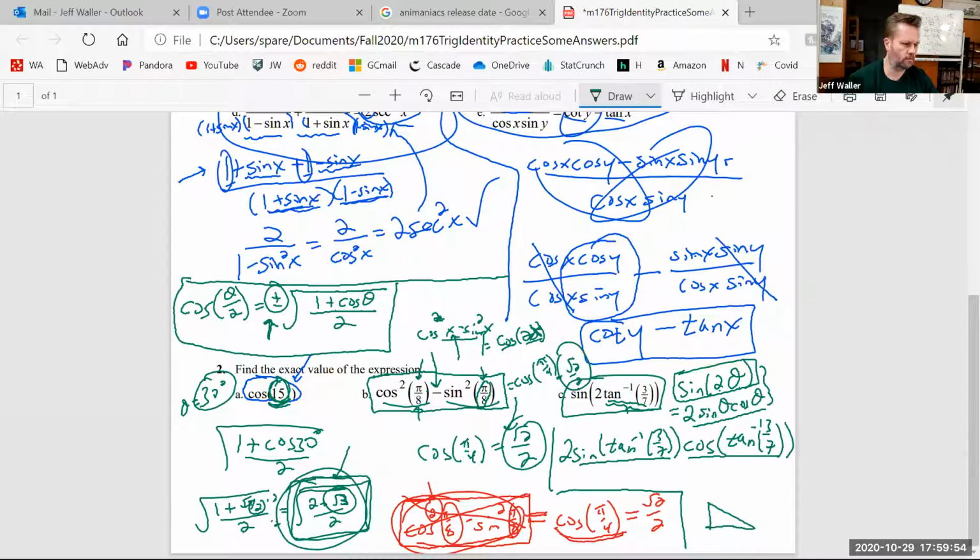You have sides to a triangle in each one. Triangle, I like it. And so what would this side here be?